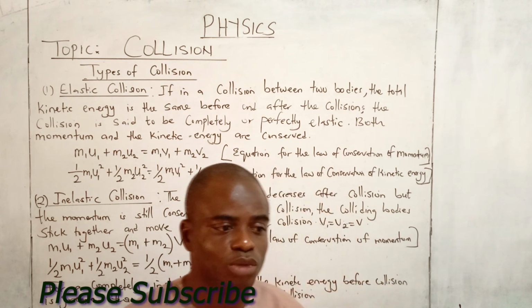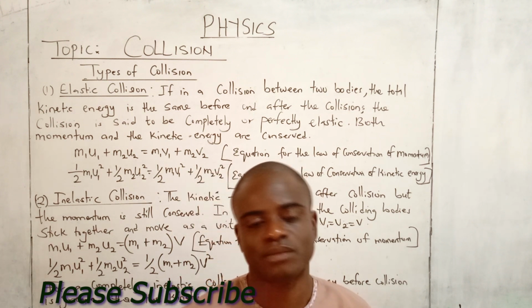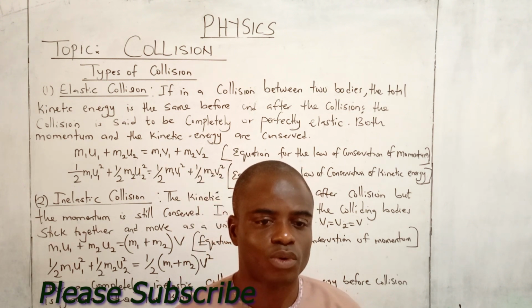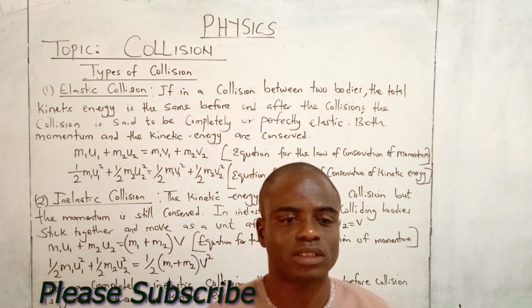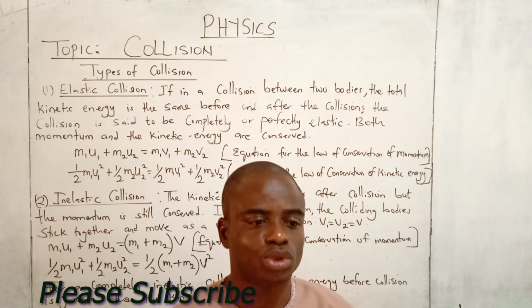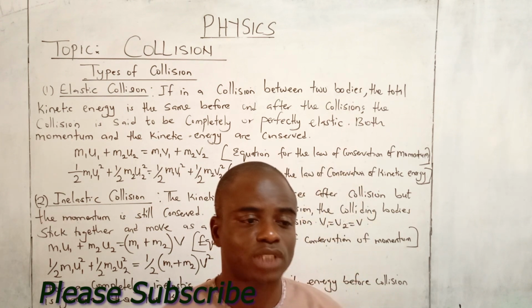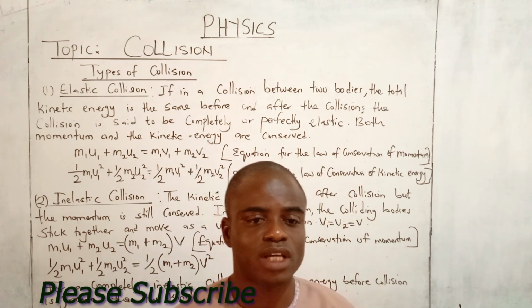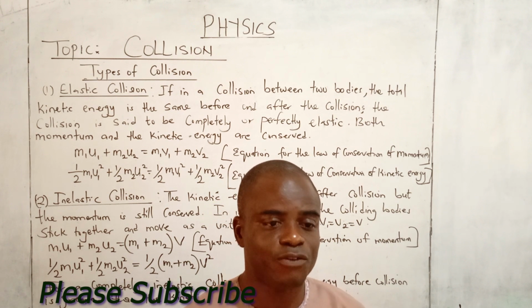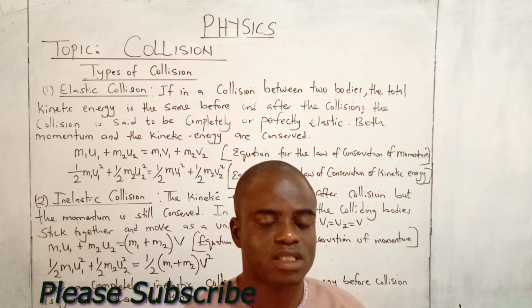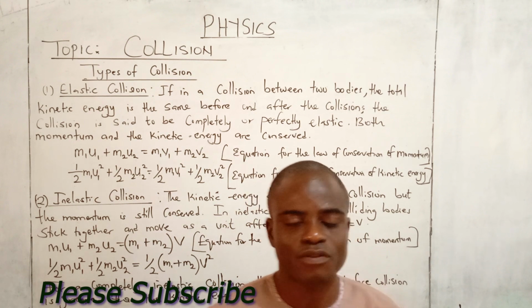Now, the law of conservation of momentum, the equation for that is m1 u1 plus m2 u2 equals m1 plus m2 in bracket, put v outside. That v that you put outside the bracket means they move together with the same velocity.